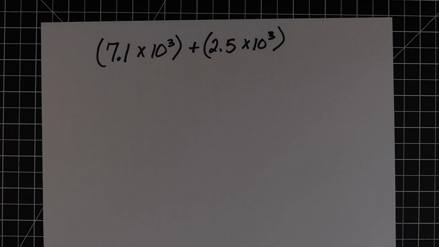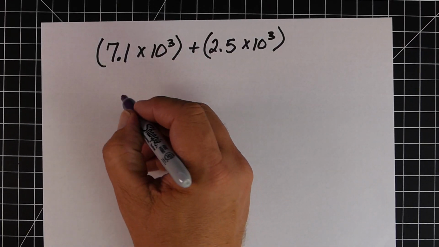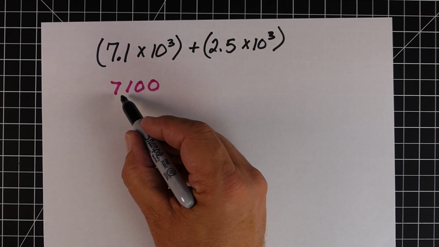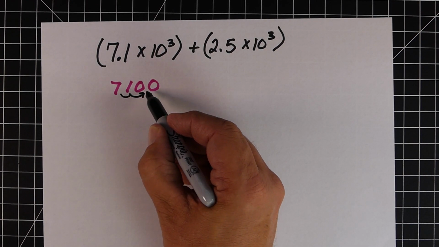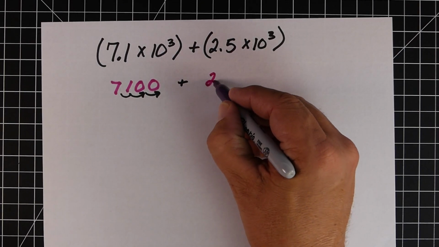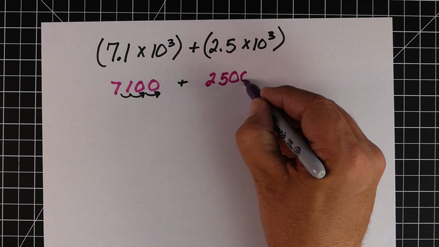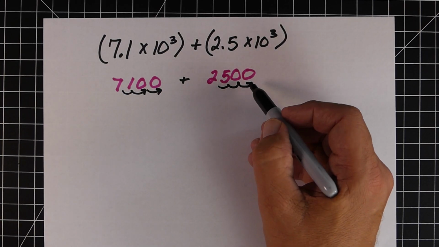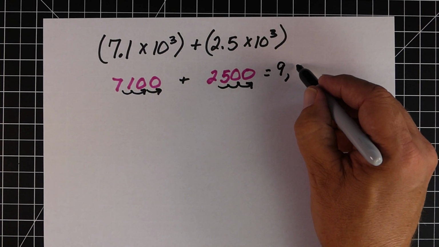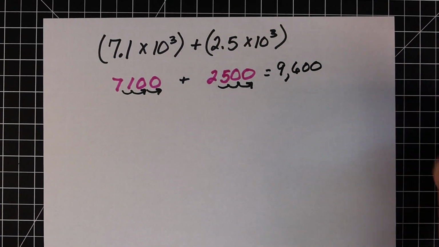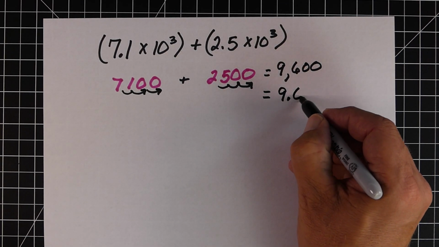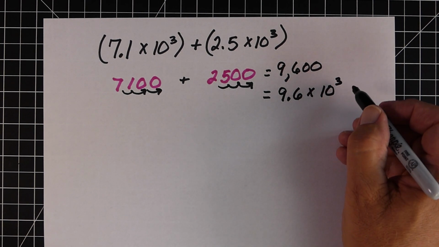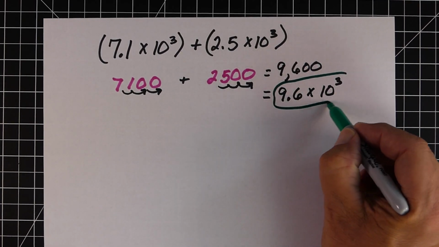In our first example, we're getting ready to add these two scientific notations. One of the things we could always do is write the numbers in standard form. The 7.1 times 10 to the third, I could write as 7,100, and the 2.5 times 10 to the third, I could write as 2,500. I could just add those two numbers up, and I get 9,600. At that point, I convert it into scientific notation. I would move my decimal 3 times to the left, I would get 9.6, and it would be times 10 to the third.